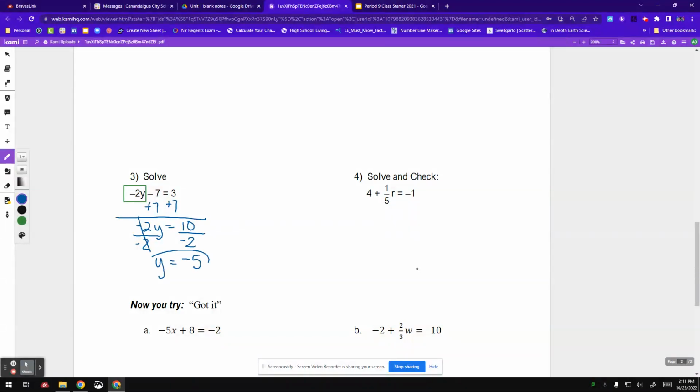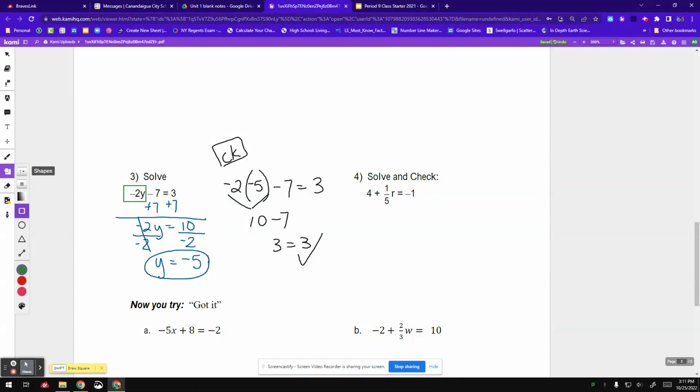Y equals negative 5. And I'll do a nice check for that right now that I know how to do those. I'm going to replace y with parentheses. That's negative 2 times negative 5 minus 7 equals 3. Order of operations says to multiply first. So this is 10 minus 7, and 10 minus 7 is 3. So that's a check. That works.